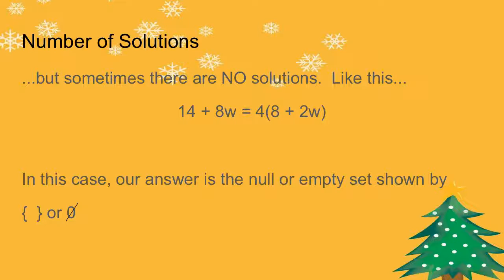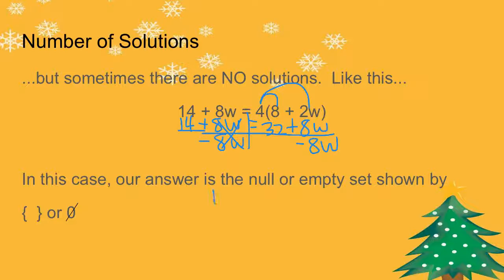Sometimes there are problems that don't have any solution. So let's look at this one. If I were to distribute first, the left side is unchanged, but the right side has 32 and 8 W's. If I start by eliminating or removing 8 W's from both sides, I'd have 14 on one side and 32 on the other. That will never work. It doesn't matter what your variable is. It will never come out correctly.